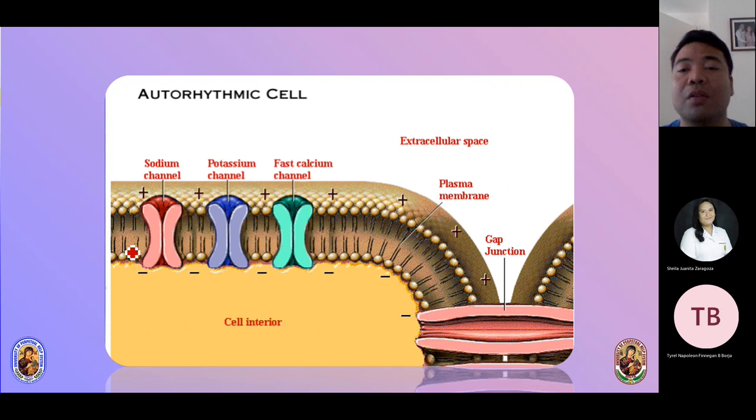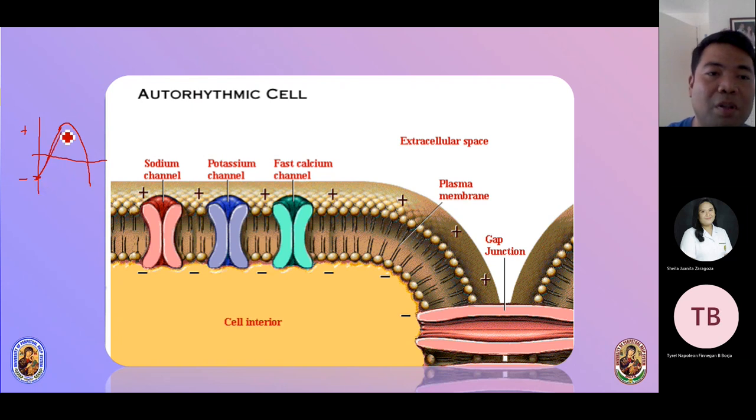If you will go back to the action potential that was discussed to you by Ma'am Steph in your physiology, the action potential you discussed is simple. It involves only two phases. Coming from negative, depolarization means going up to positive, followed by repolarization. Depolarization is brought about by sodium influx. The sodium entered because the sodium channel opened. While repolarization is brought about by potassium efflux. This means the potassium went out because the potassium channel opened.